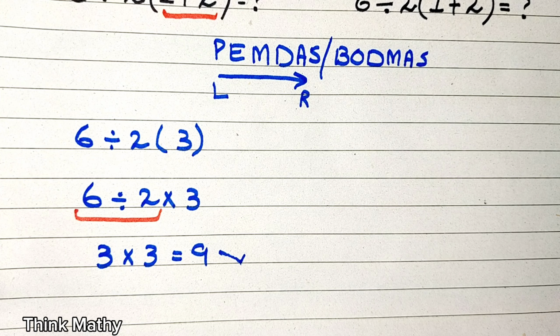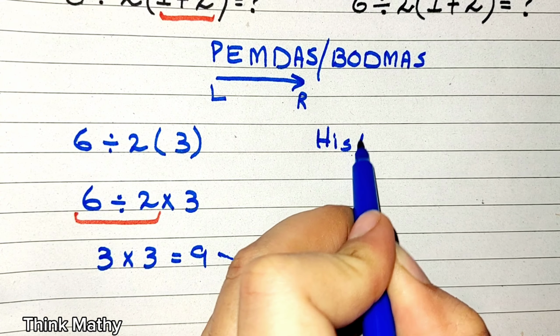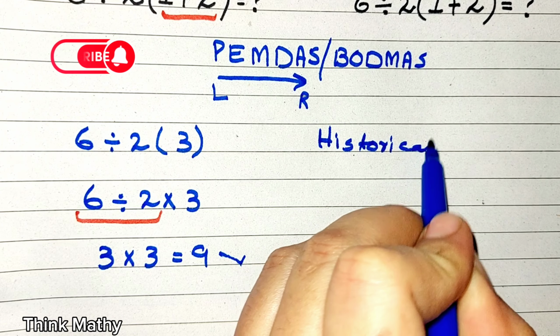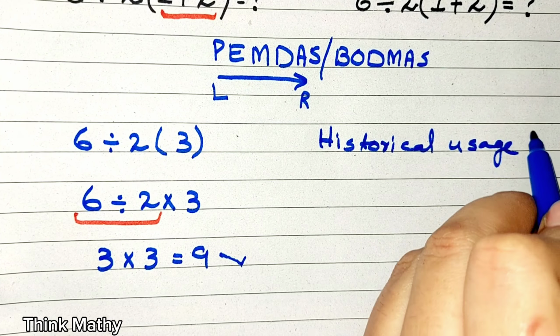But why has this question received so much controversy and why did it go viral? Well, it has some perspective, that is some historical usage, like previously, before PEMDAS. Before 1917, how would we solve this question?